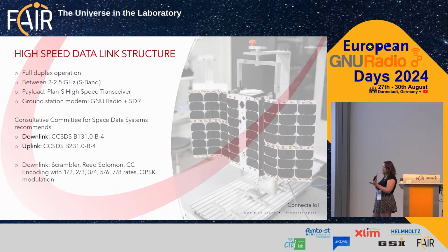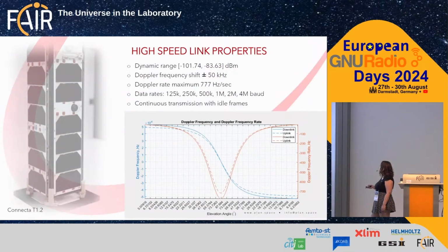For waveform, we always use international standards to be able to work with different international organizations, and the most prominent one is CCSDS. We have a scrambler, a concatenated convolutional code, which is Reed Solomon plus convolutional code with different puncturing rates, and QPSK modulation. I made a MATLAB simulation using ground station properties, antenna properties, RF properties of the transceiver payload, and our actual satellite TLE data. Our dynamic range is between minus 101 dBm and minus 83 dBm.